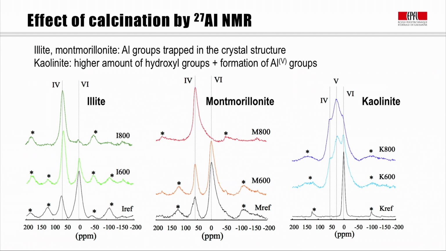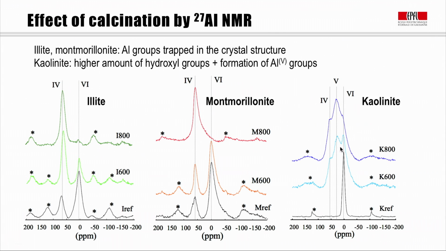What is quite clearly different in the kaolinitic clays is that as well as this shift from octahedral coordination to tetrahedral coordination, we see quite clearly the emergence of this 5-fold coordinated site.